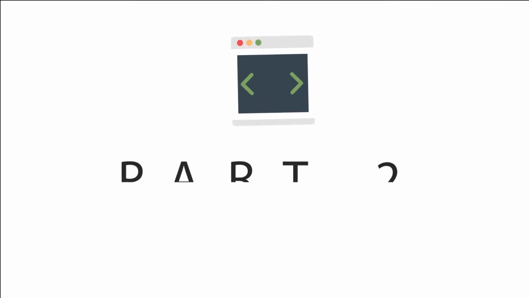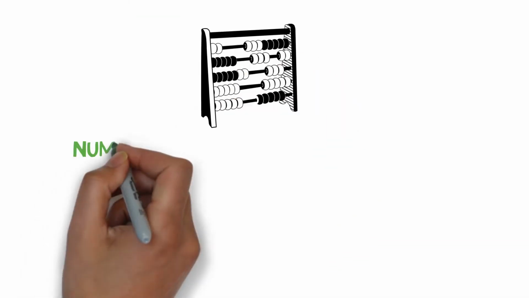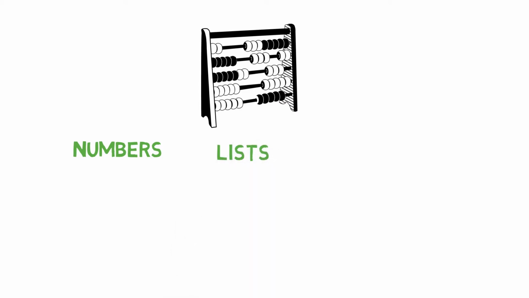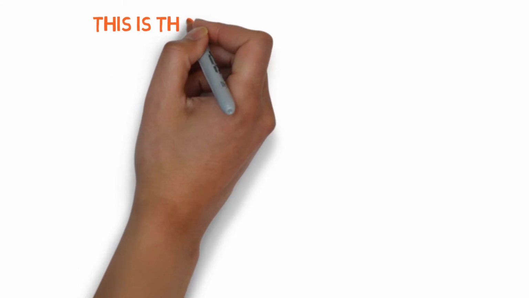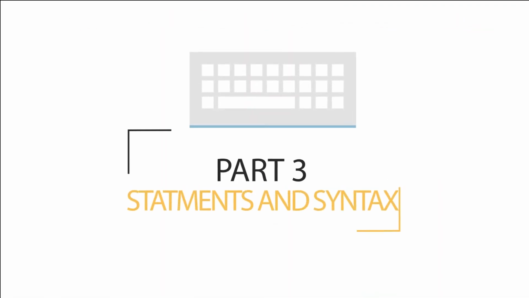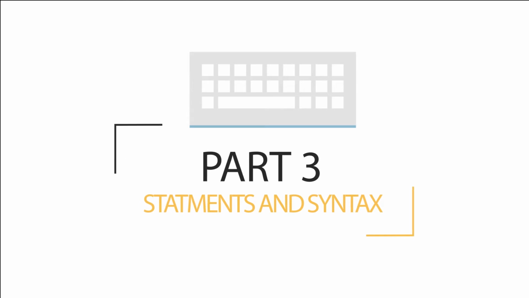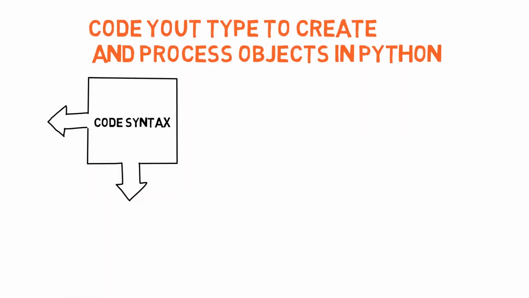And then part 2, we cover the core types and operations. We will explore core Python built-in types like numbers, arrays, dictionaries, strings, and so on. And this is the most part where you will get the idea on what you are doing. Part 3 is now dealing with statement and syntax. Here we will study the code you type to create and process objects in Python.